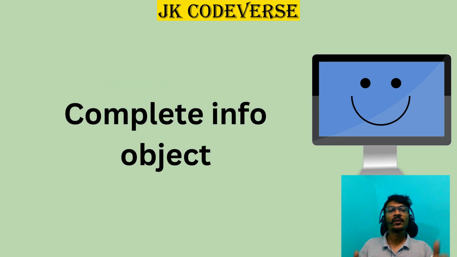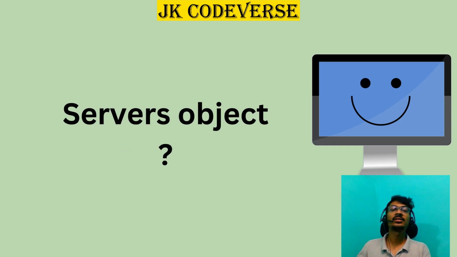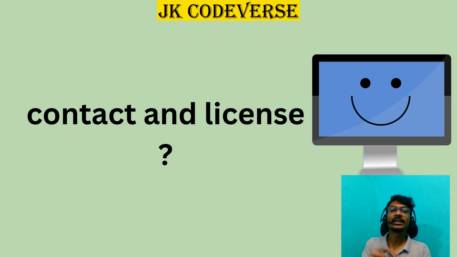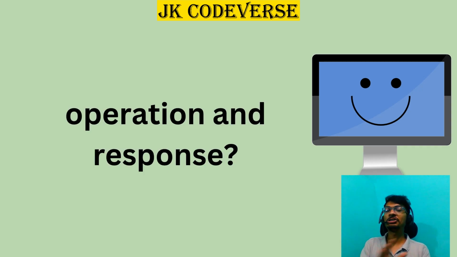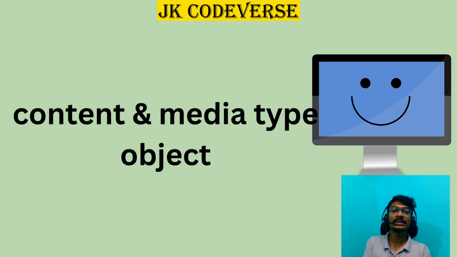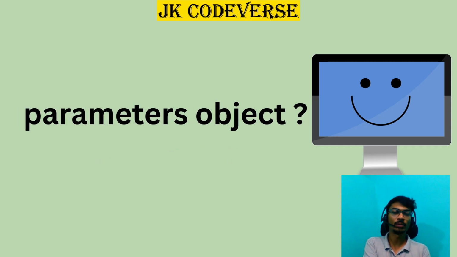And within OpenAPI, there are lots of objects we can use to define our APIs. In that, there is an info object. Within that, there are so many sub-objects. We'll discuss that. And the servers object, and the contact and license objects in detail. The paths object, a very important object, we'll discuss in detail. And operation and responses, and content and media type objects.